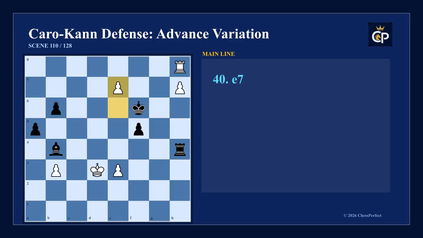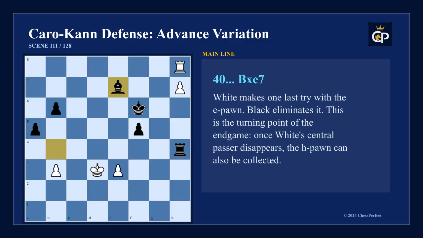e7. Bishop takes e7. White makes one last try with the e-pawn. Black eliminates it. This is the turning point of the endgame. Once White's central passer disappears, the h-pawn can also be collected.